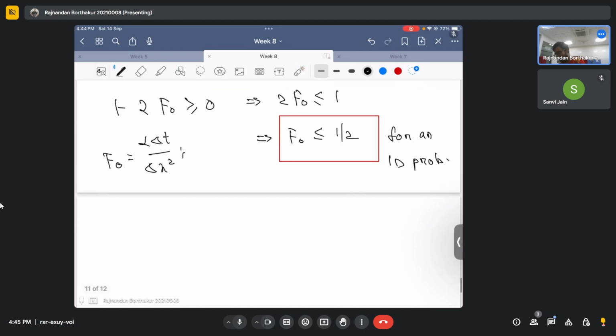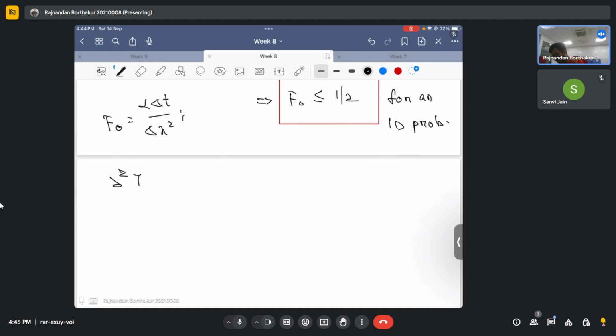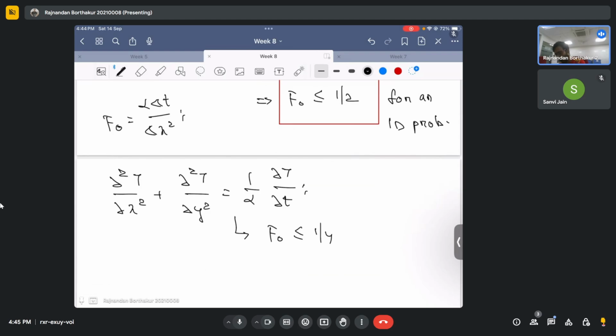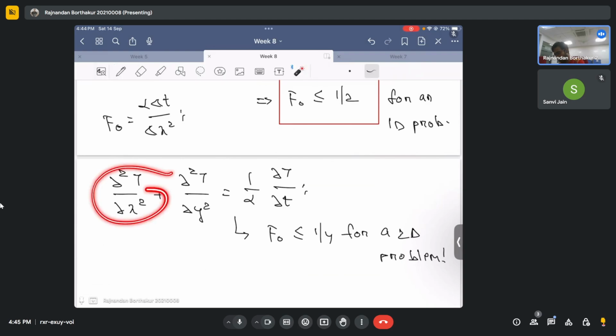Now, Fourier number less than half is the criterion for a 1D problem. For a 2D problem, let's say you are solving del squared T by del x squared plus del squared T by del y squared equal to 1 by alpha del T by del t. You need to do the same discretization that we did now if we are using an explicit scheme, and then the criterion for Fourier number will come out to be that your Fourier number should be less than 1 by 4 for a 2D problem. You can do it at your end. Just discretize these equations in x and y, just as we did in the previous example.